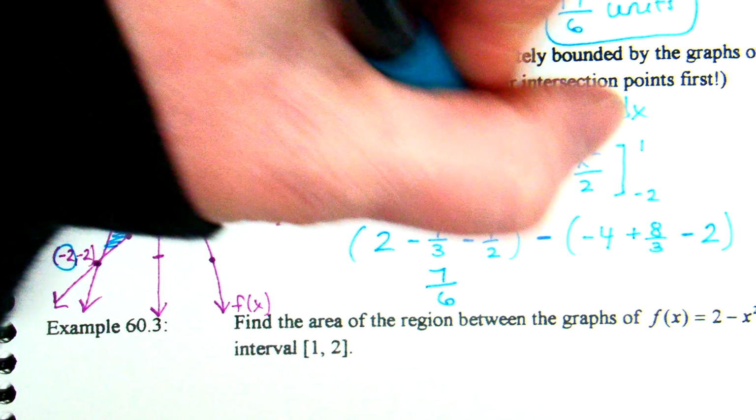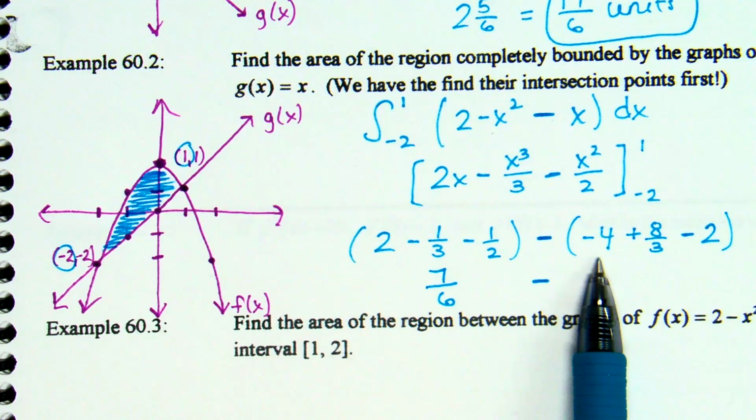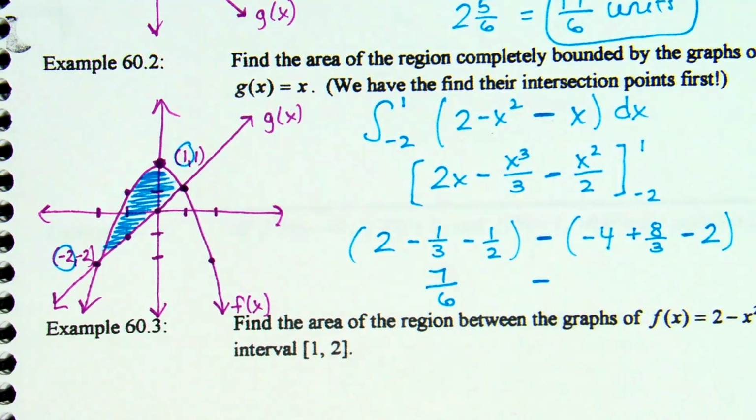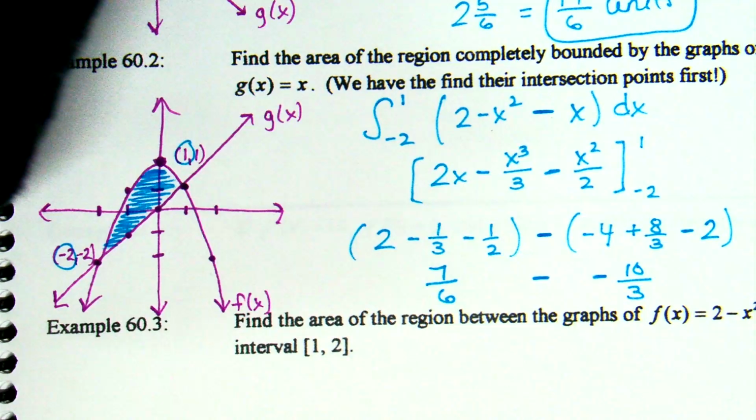Minus, let's see. I just need to put my whole numbers together first. -4 and -2 is -6. If I multiply that by 3 to make thirds, then that is -18/3. -18/3 plus 8/3 is -10/3.